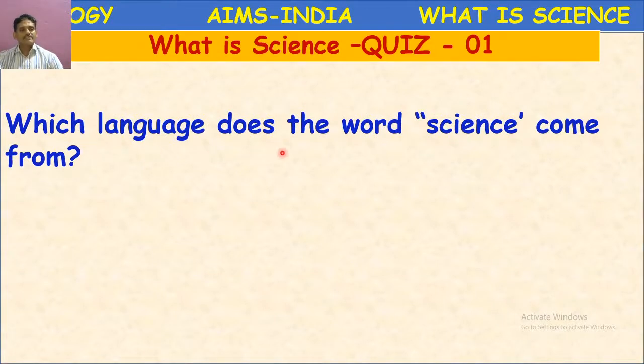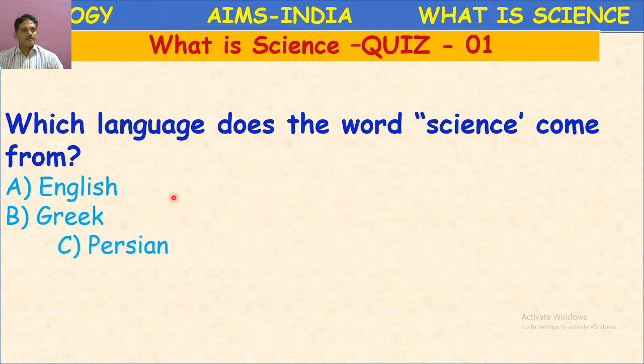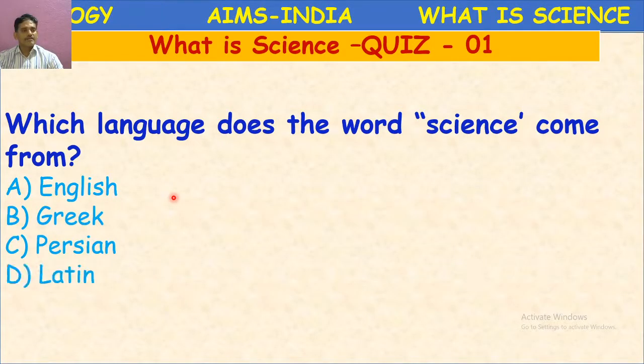Which language does the word science come from? English, Greek, Persian, Latin. The word science, scientia, Latin language. D.